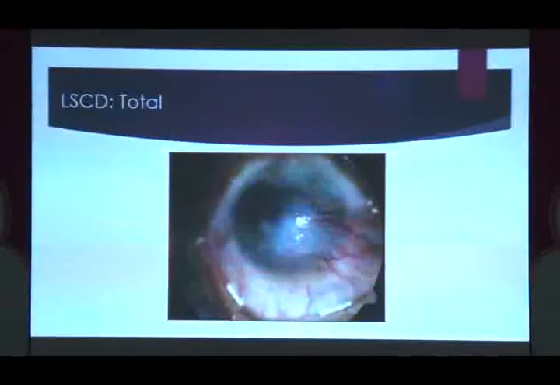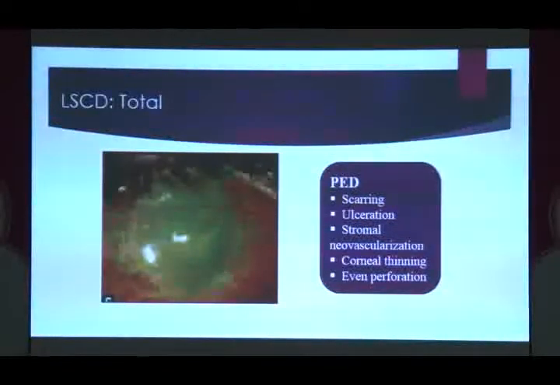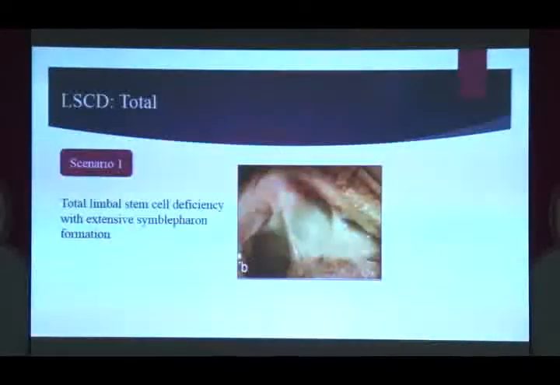Now, the other scenario is when you have total limbal stem cell deficiency. You can see the conjunctivalization of the entire cornea. There is vascularization. And if we take the histopathological specimen of the epithelium, we will see the inflammation also. Now, such patients often present with PED, that is persistent epithelial defect, which may ultimately cause scarring, ulceration, corneal thinning, and even perforation. So this is scenario 1 in total limbal stem cell deficiency with extensive symblepharon formation. It is with adequate tear film, so obviously we have to release the symblepharon and do the cell-based therapy.